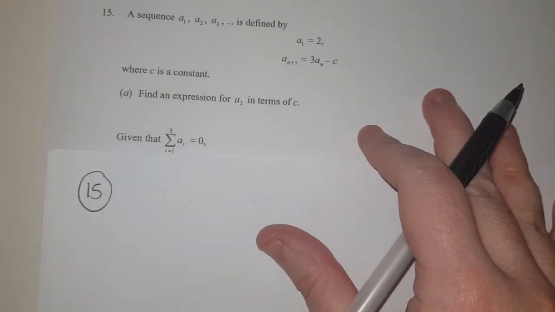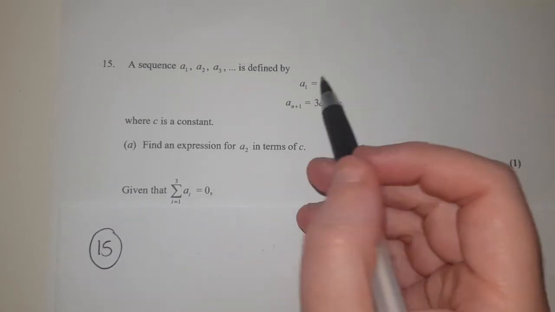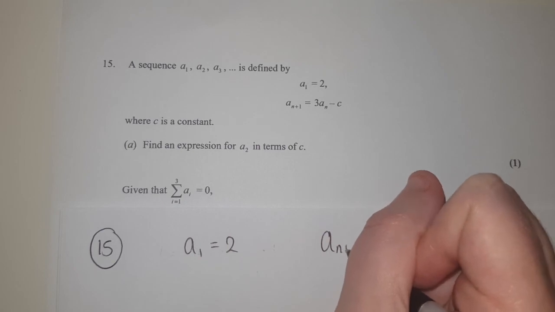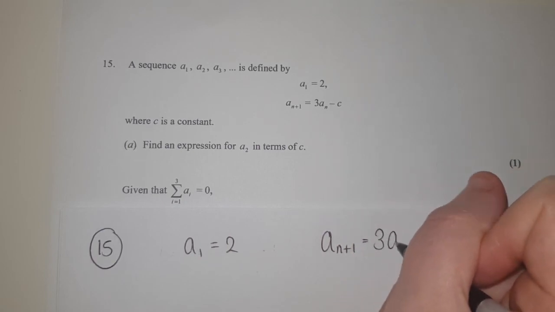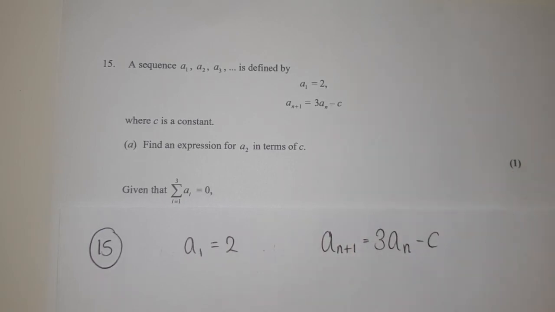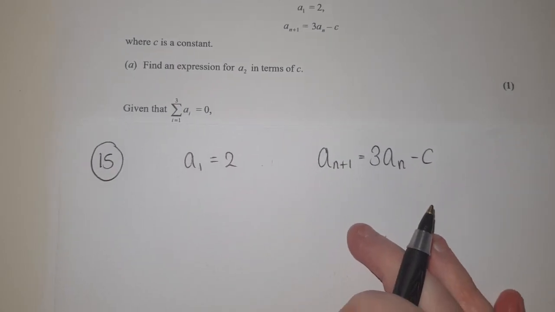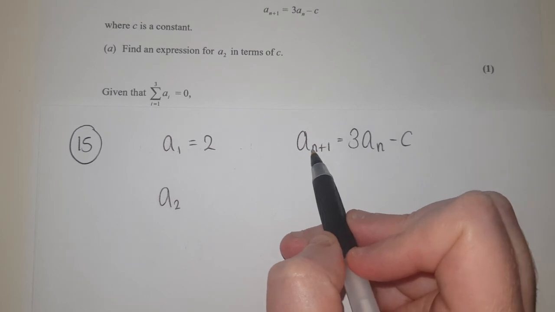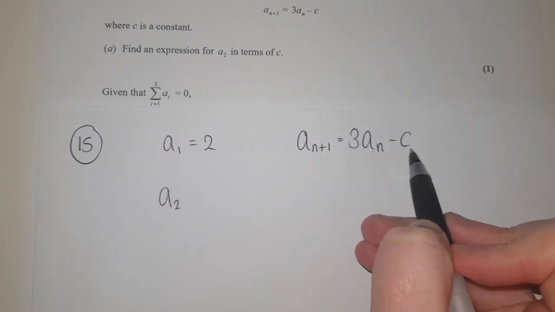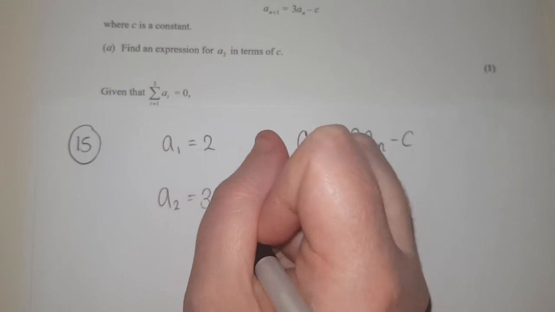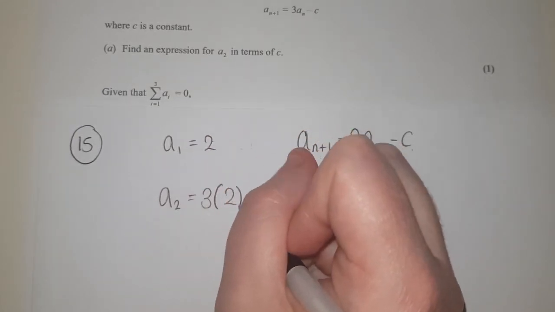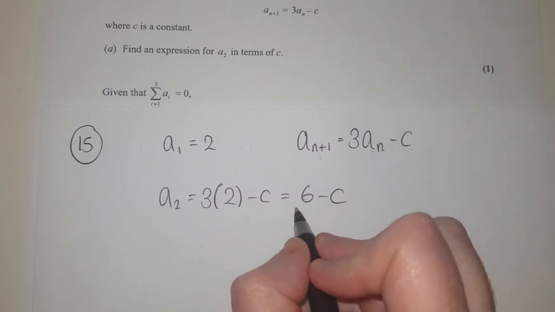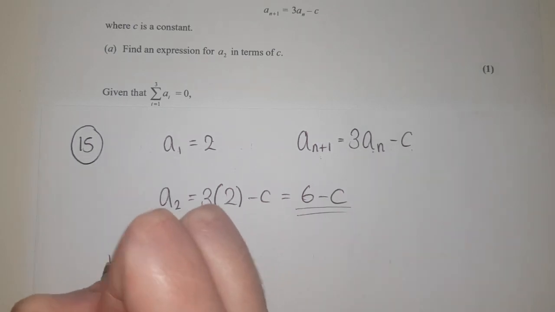You've got a sequence where you're told a1 is equal to 2 and a(n+1) is equal to 3an minus c. We want to find an expression for a2 in terms of c. So just remember, this stands for the next term in the sequence is 3 lots of the current term, take away c. So I've got 3 lots of the current term, take away c. I can write that as 6 minus c. And that's it. I've got my expression, part A done.